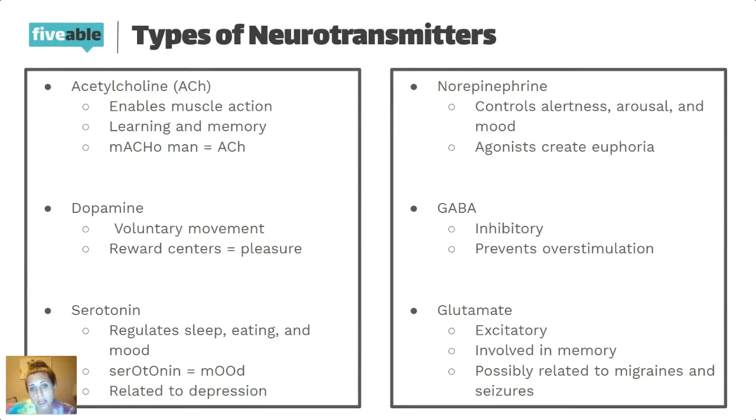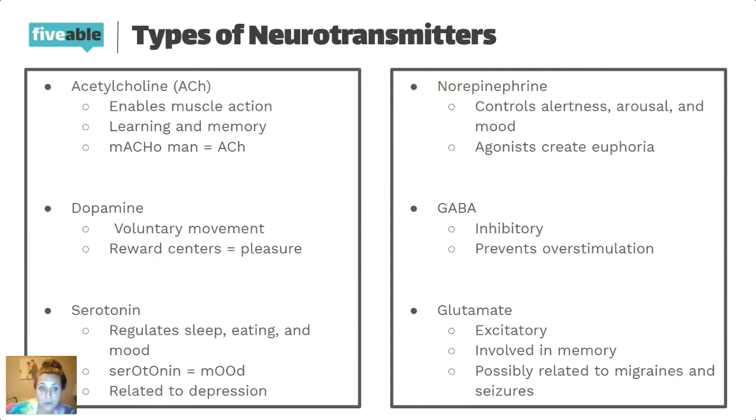Norepinephrine controls alertness, arousal, and mood. So here we've got 2 again that kind of focus on mood. So you can kind of see how they work together. It's not just one versus the other. It's also an agonist, and it creates a euphoria. So when you get that adrenaline pumping runner's high, anything like that, that kind of comes from the norepinephrine. It's this euphoric, make you feel good sort of neurotransmitter.